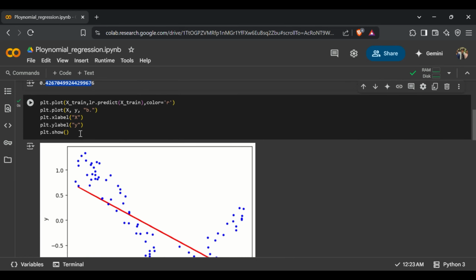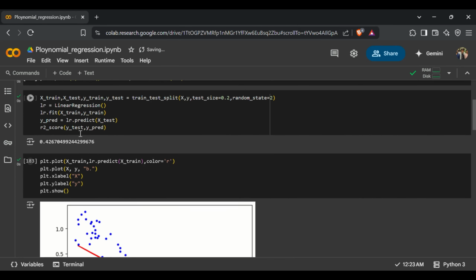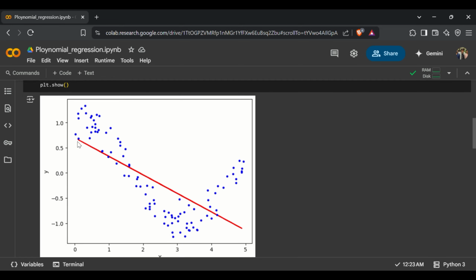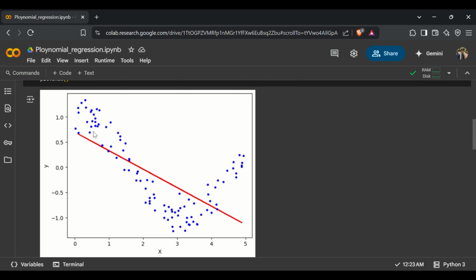So the line looks like this. It is a linear model, right? So the model can't capture the non-linearity. This predicted line is a straight line, but the data is like a cosine curve. It starts from 1 and at a point comes to 0 and the slope suddenly changes. Linear regression can't capture the non-linearity, so to eliminate this, we come up with polynomial regression.